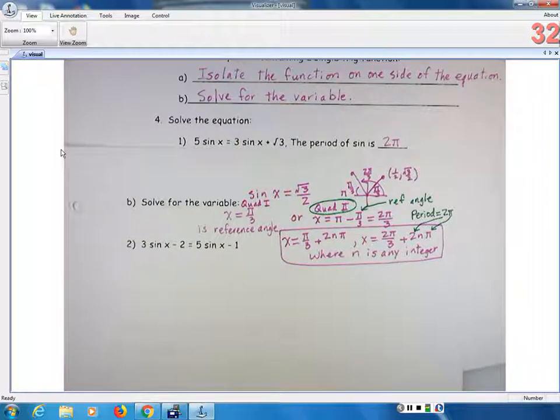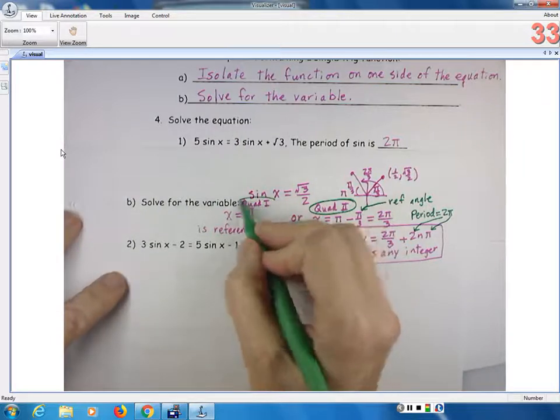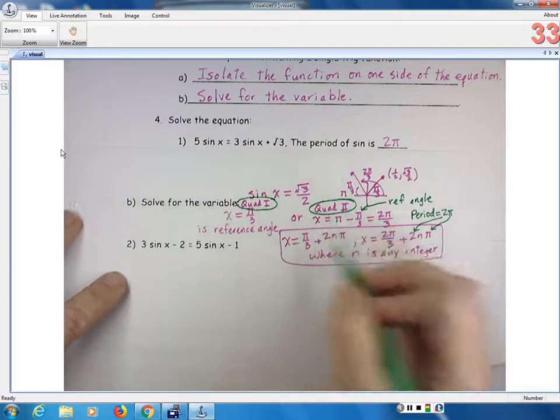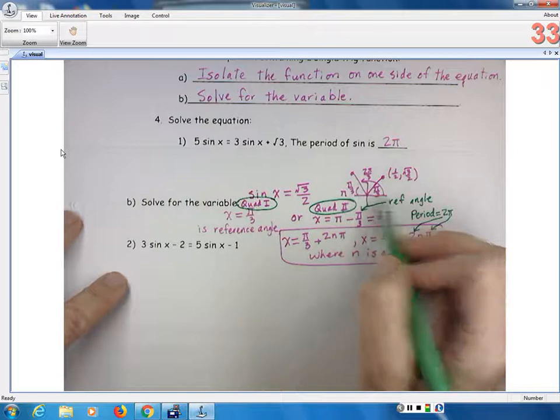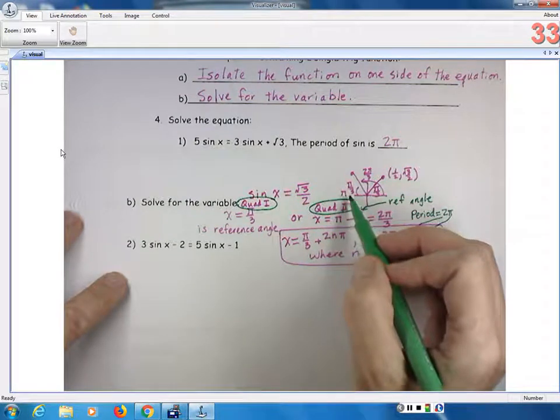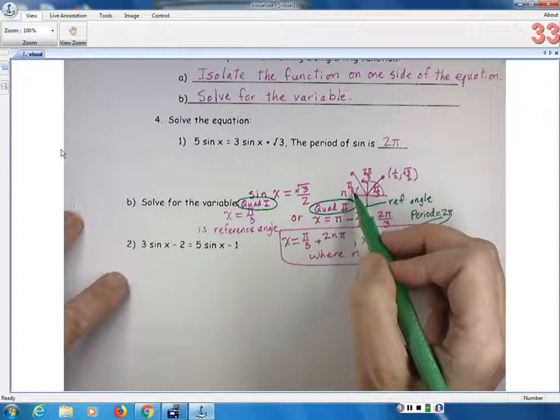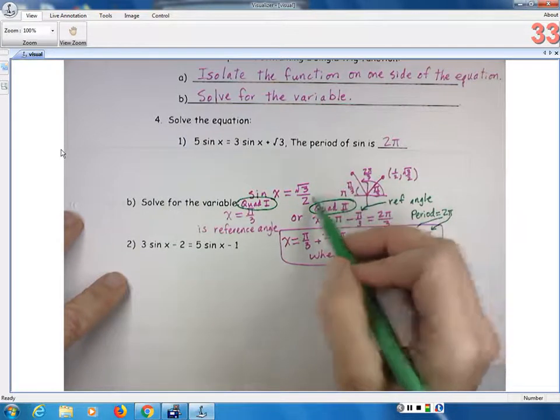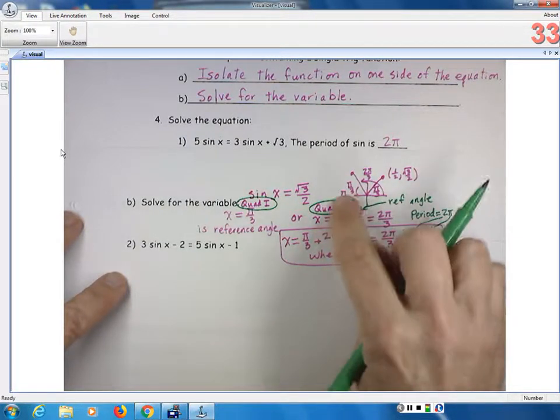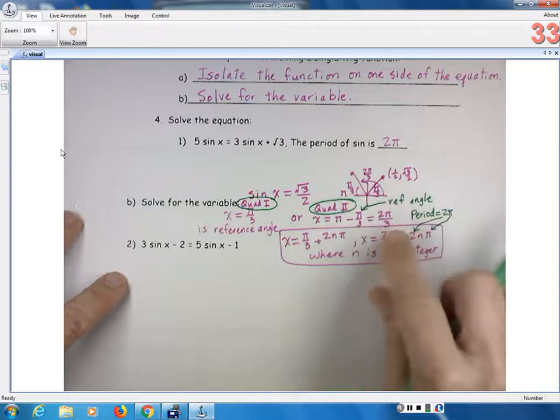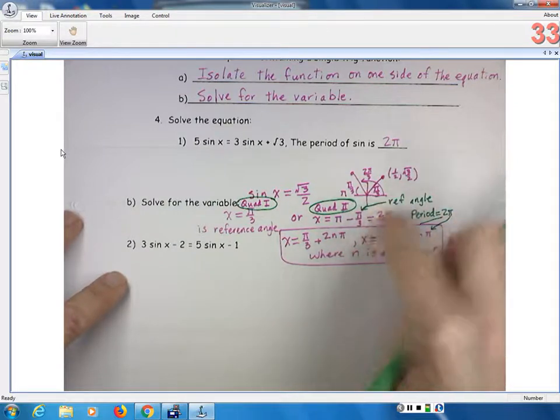One more time, a reminder: when you're dealing with reference angles, how do you know whether to use pi or 2 pi? Okay, so first I had to remember, where is sine positive? In the first and second quadrants. Then I drew my picture. There's a reference angle against the x-axis, and I need to take pi minus pi over 3. So if you were in quadrant 4, you subtract from 2 pi.